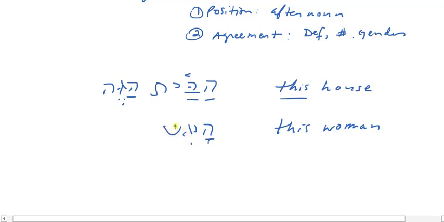So ha-isha, the woman. And then how would I say this? Ah, yes. Good. I used the feminine singular form of zeh because we're talking about a woman, zot, but I need to add the article because ha-isha has the article. So ha-isha, ha-zot. The woman, the this, is this woman. It's telling you which woman. Not what the woman is, but which woman we're talking about. Okay?